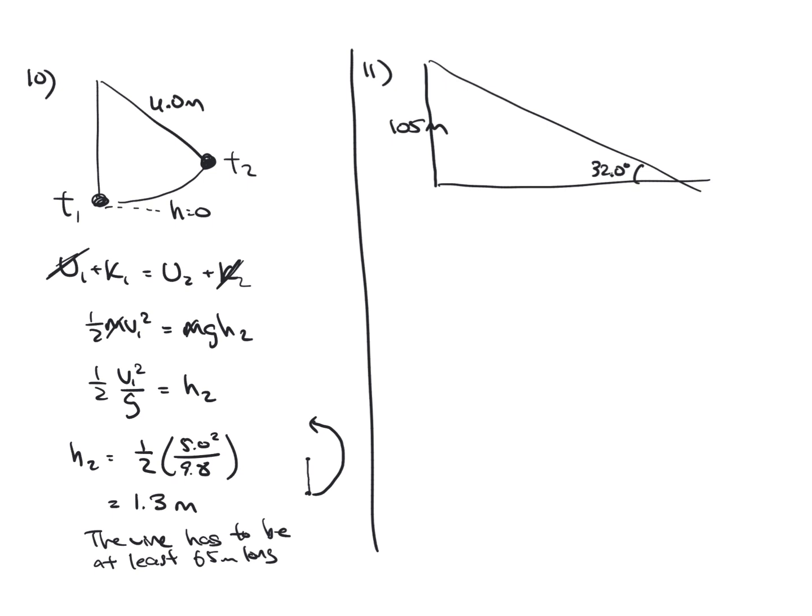How fast is she going? Started from rest. So here, T1 started from rest. Gets to the bottom, T2. How fast are they going? So I'll set my reference height at the bottom, h equals 0. And this is a conservation of mechanical energy.